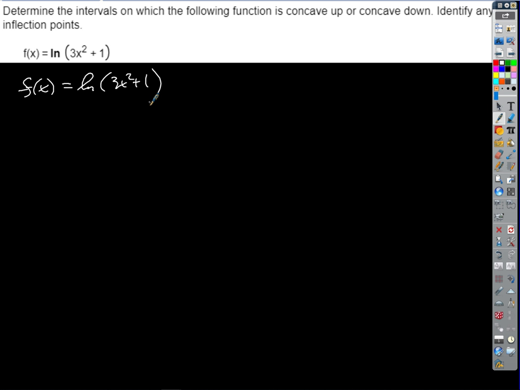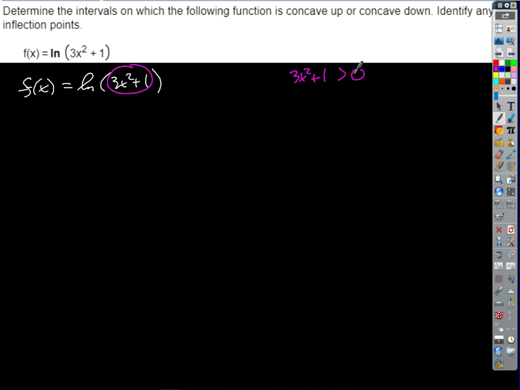Okay, so first of all, what's the domain of this thing? This takes us back to kind of pre-calc stuff. Where does a log live? Greater than 0. So we know that the log of u is only defined when u is greater than 0, right? So 3x squared plus 1 has to be greater than 0.